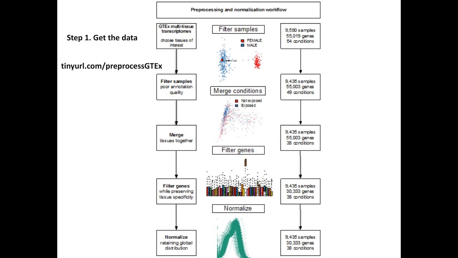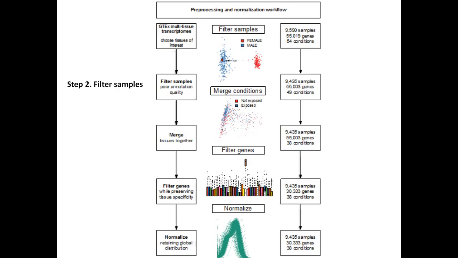The first step is getting the data. Sometimes that can be quite a hassle. I won't go into some of the struggles we had with dbGaP, but that is oftentimes an issue. Hopefully none of you ever have that issue. Like I said before, if you go to tinyurl.com/preprocessGTEx, you can grab the data, at least the publicly available version.